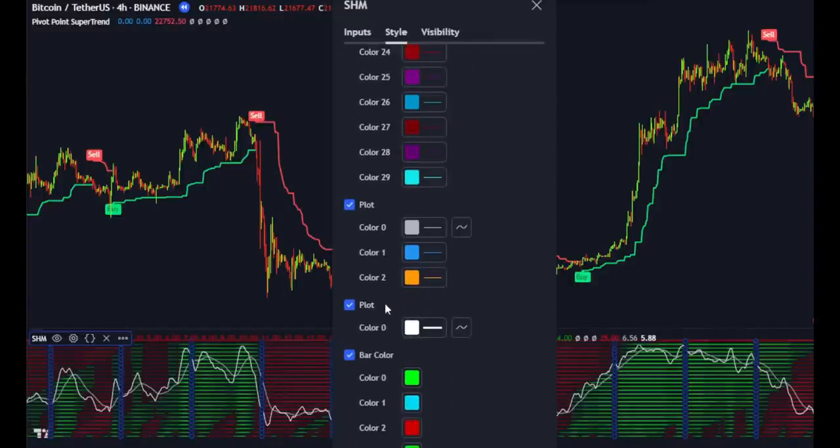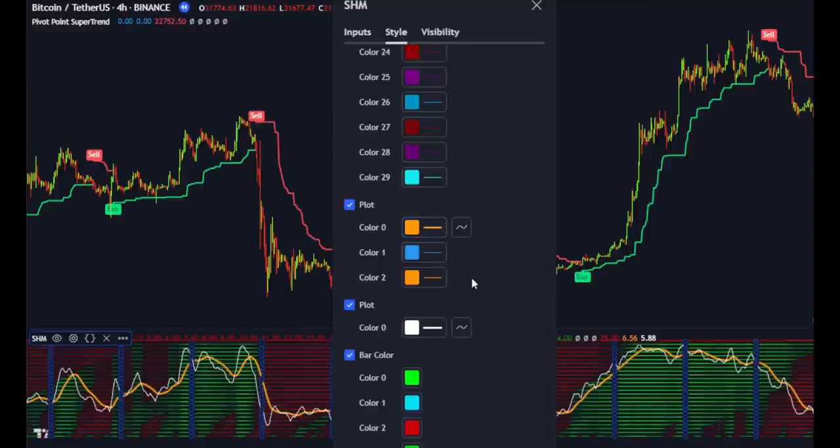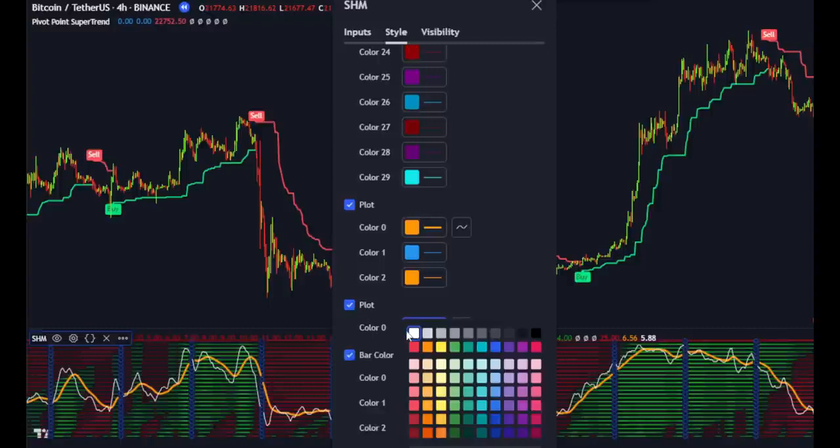Here we are going to find color 0 and we are going to change its color to orange and we are going to make the line thicker as well. Now we go to the last plot where it also says color 0 and we're going to change its color to white and we're also going to make the line thicker.